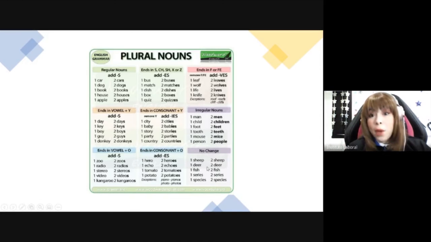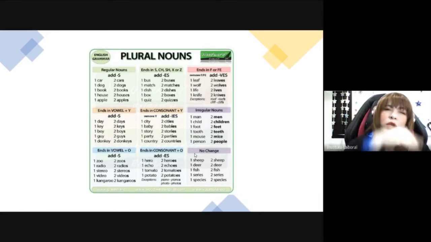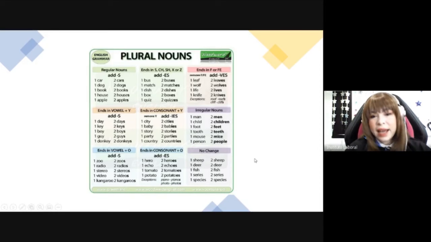Okay, we have some nouns that are irregular, but they do not change. So they are the same in singular and the same in plural. Then we have the case of the animal sheep. One sheep, oh, I'm sleeping. Oh, I can see one sheep, two sheep, three sheep. Okay, this is the animal, sheep. Do not change. The same word is used for plural. Deer, deer, fish, fish, series, series, species, species.